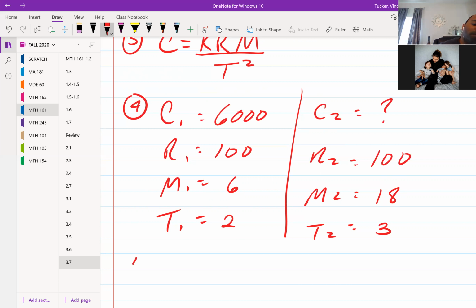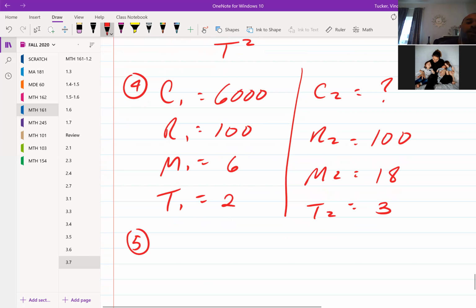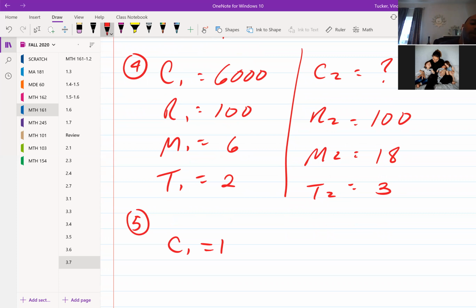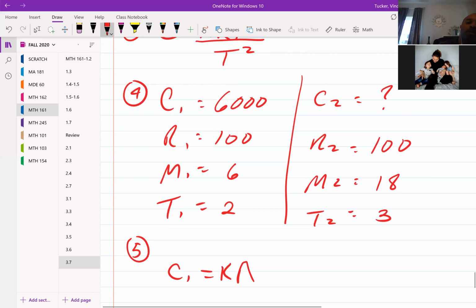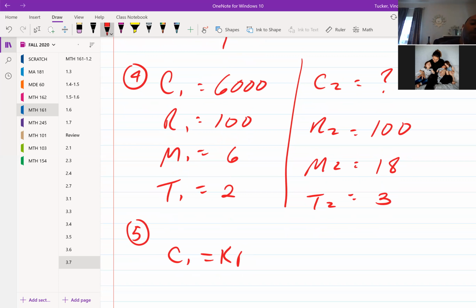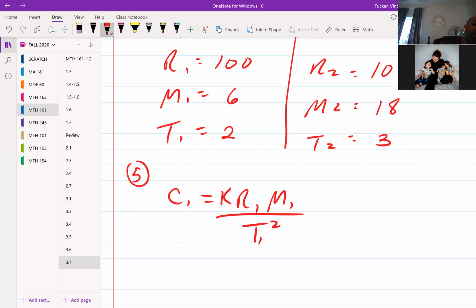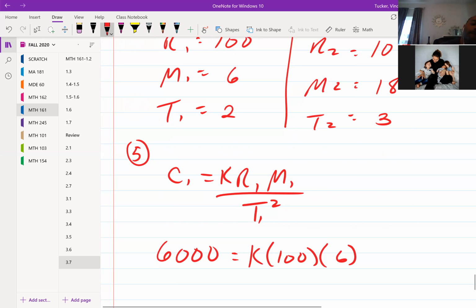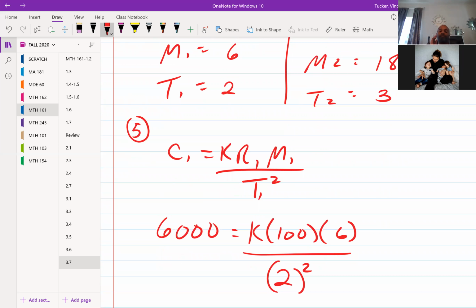All right. So let's use this information to find K. So we're looking at C1 equal to K times R1 M1 over T1 squared. So we plug in everything that we know. So this is what we have: 100 for the radius times 6 for the mass divided by 2 squared, over there with the K, and then 6,000 on the other side of our equation.